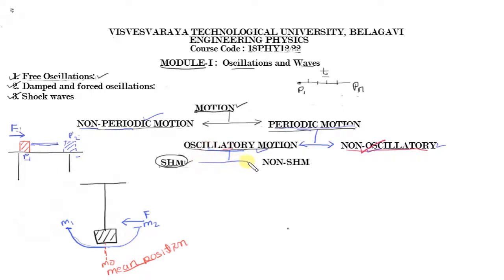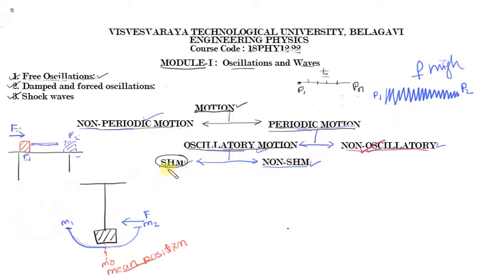One is non-SHM and another one is SHM. Let us see non-SHM first. Non-SHM means an object changing its position with a high frequency. For example, a vibrating body, where it's moving from P1 to P2 with a high frequency. Frequency will be high. So this kind of motion is the best example for non-SHM.